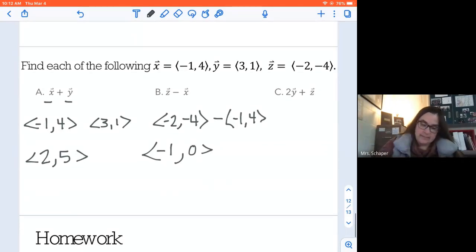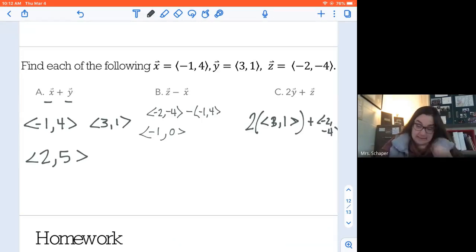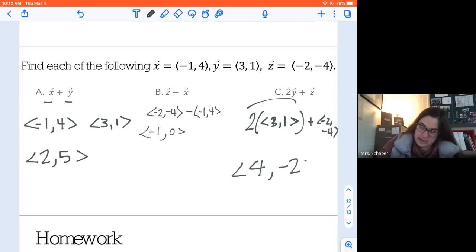And for c, what we're going to do is we're going to take double 3, 1. And then we're going to add -2, -4. Sorry, I'm running out of room. So I've got 2 times 3 is 6, plus -2 is 4. 2 times 1 is 2, minus 4 is -2. And here you go.